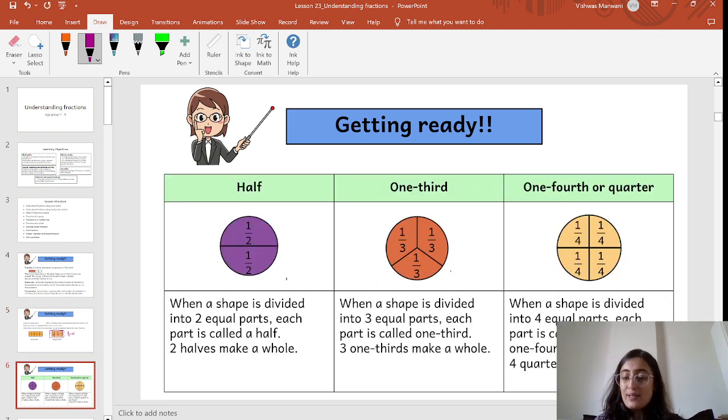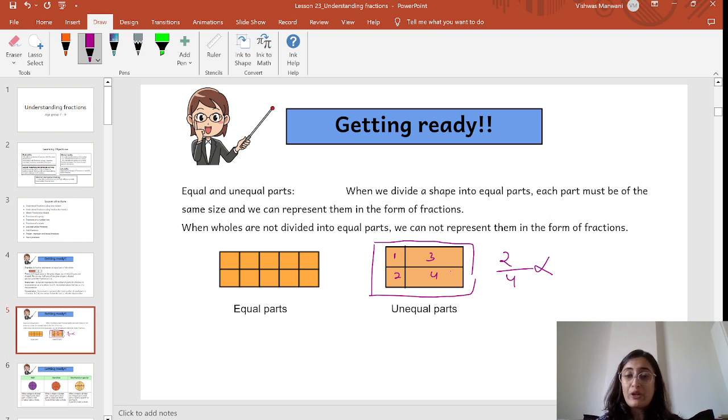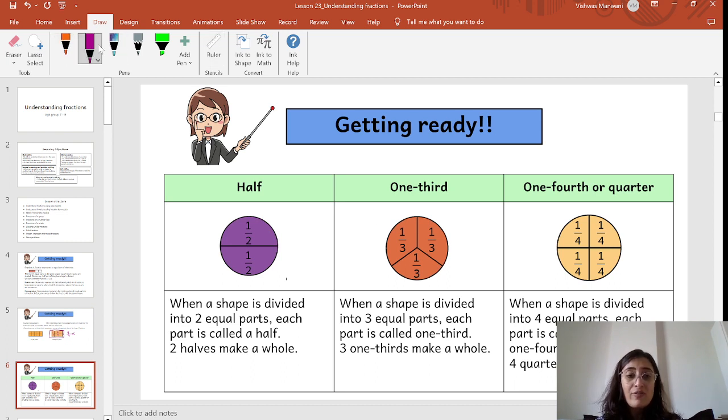Now see here in this example, I told you we cannot use fraction because this image was broken into unequal parts. But in the next slide, you can use fraction. Why? Because all my circles are broken into equal parts. So what is half? Half is represented by the fraction 1 by 2. As you can see, this purple circle here is broken down into two equal parts. So each part represents the fraction 1 by 2.